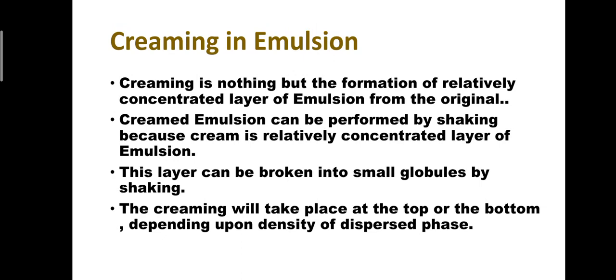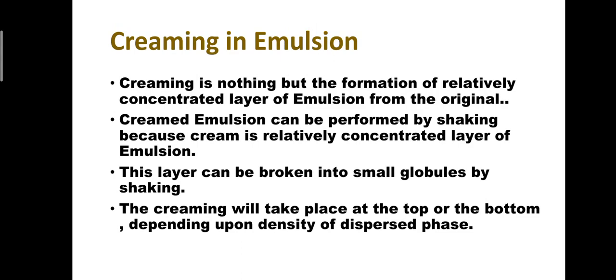Creaming in emulsion. What is creaming? Creaming is nothing but the formation of a relatively concentrated layer of emulsion from the original. Creaming can be reversed by shaking, because cream is a relatively concentrated layer of emulsion. This layer can be broken into small globules by shaking. The creaming will take place at the top or the bottom depending upon the density of the dispersed phase. That means in creaming of emulsion, two phases separate out. Upon shaking, these two phases mix with each other.